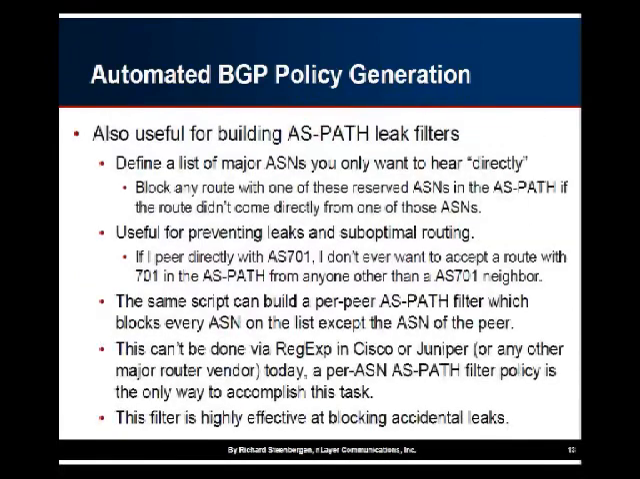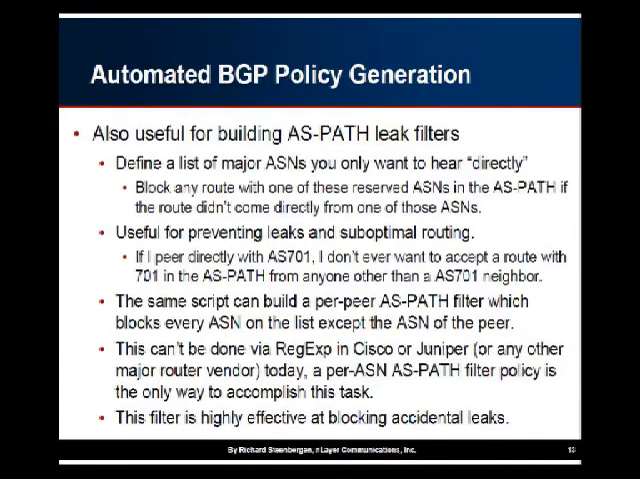And then the other cool thing that I did in the same policy is build AS path leak filters. So what I did was define a list of ASNs that I wanted to hear directly. If I didn't connect to them directly, I would hear them through a transit, but never through a peer, never through a customer. And the only way to do that, it turns out, is that there's no regular expression command to do everything except the neighbor that I'm connected with.